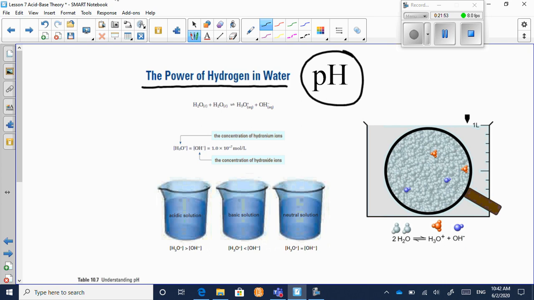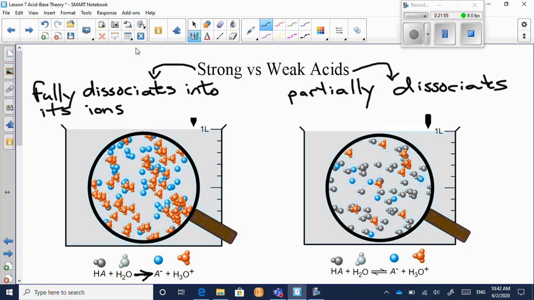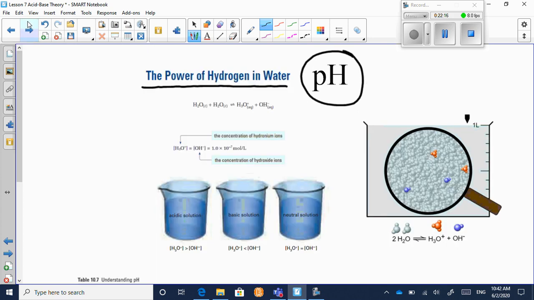Sorry, one additional thing, I apologize, I'm going to go backwards just for a second. The same concept of strong versus weak acids applies to bases. So you can have strong versus weak bases. If it's a strong base, it fully dissociates into its ions, and if it's a weak base, it only partially dissociates. Okay, so sorry to leave that. So pH is an indication of the strength of an acid or a base.